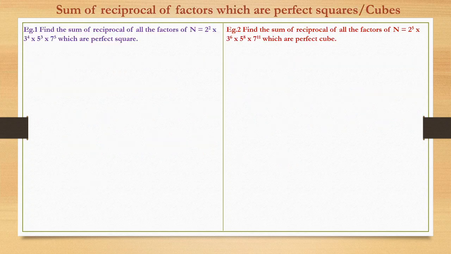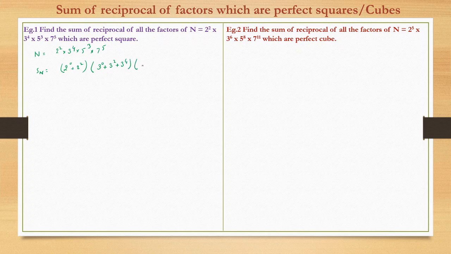Now we will go to a different case of the similar question wherein we are asked to find the sum of the reciprocals of all such factors which are perfect squares. So n here is 2 square into 3 raised to power 4 into 5 raised to power 3 into 7 raised to power 5. Now, had the question been to find the sum of the factors which are perfect squares, our approach would have been to write in this fashion.